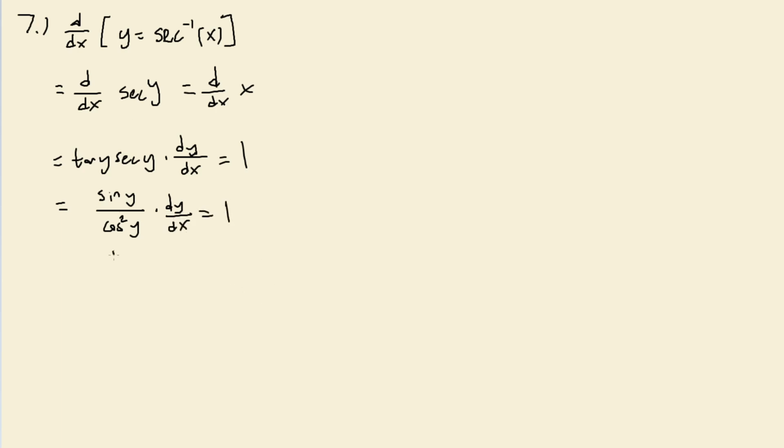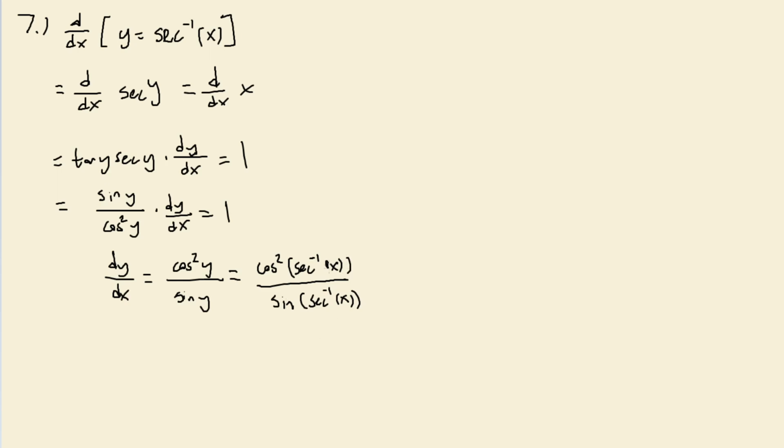And so now I'm just going to say that for dy dx, I'm going to move this factor to the other side. This is going to equal cosine squared of y divided by sine of y. And if I plug in my y value here, this is going to be equal to cosine squared of inverse secant of x divided by sine of inverse secant of x.